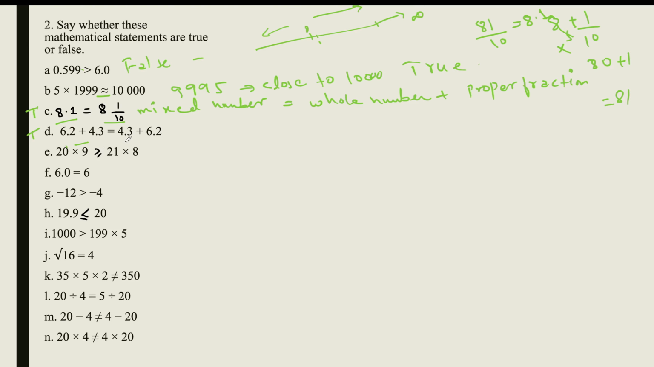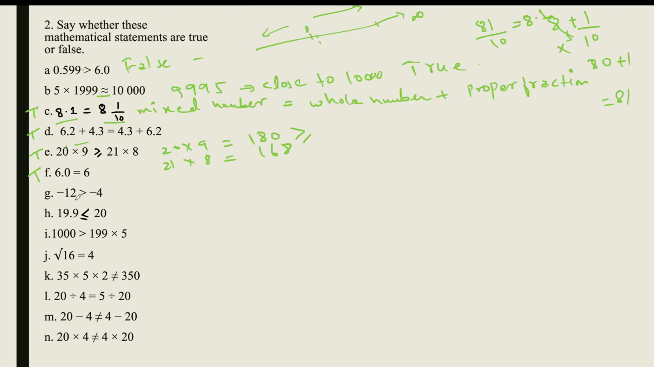In the E part, 20 multiplied by 9 is greater than 21 multiplied by 8. So 20 multiplied by 9 is equal to 180, and 21 multiplied by 8 is equal to 168. So 180 is greater than 168. Therefore this is also a true statement. Next part, 6.0 is equal to 6. Both represent the same number, therefore this is a true statement as well.